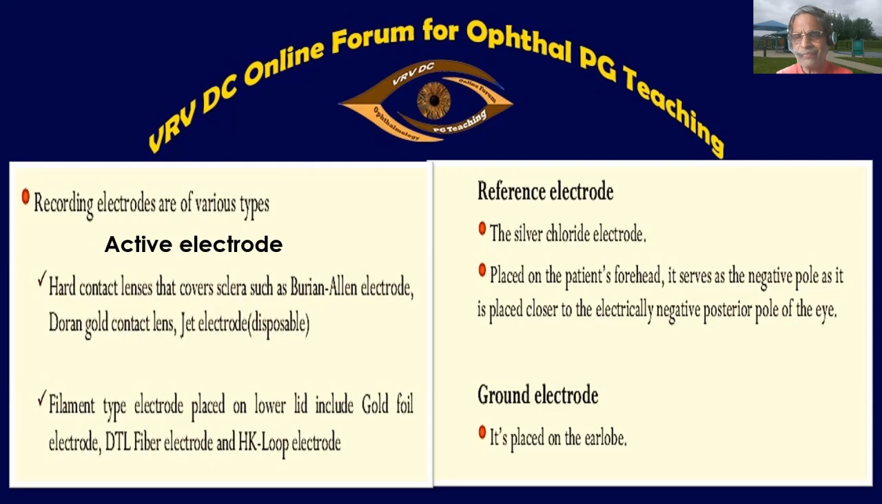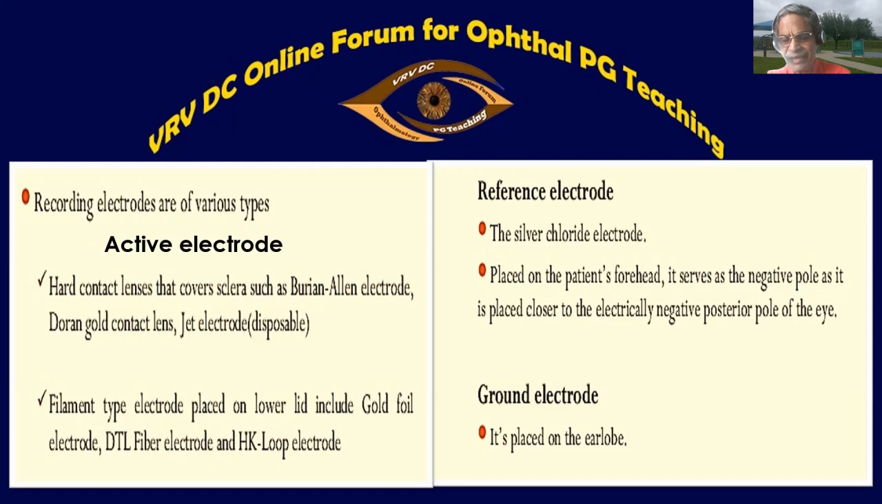That's all. Whereas the ground electrode is near the earlobe. These are all the basic things. One important point you are supposed to remember is that the pupil is dilated. Never forget this when you are going to record the ERG.